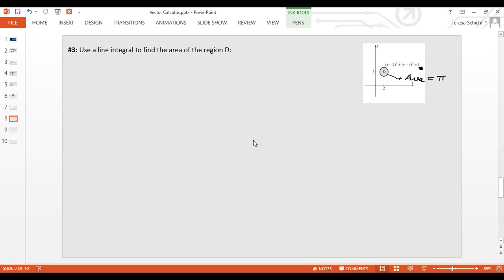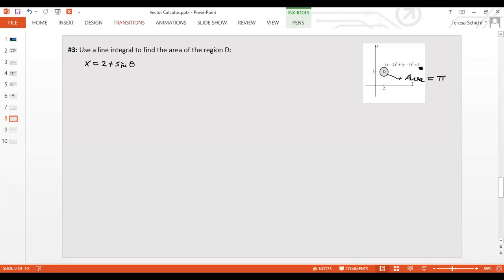Now let's take a look at how I use Green's theorem to find it. First, I need to parameterize the curve so I can use Green's theorem. Because this is a circle with radius 1, we typically say x equals r cos theta. Because we also have a center, the parametrization is x equals 2 plus sine theta.